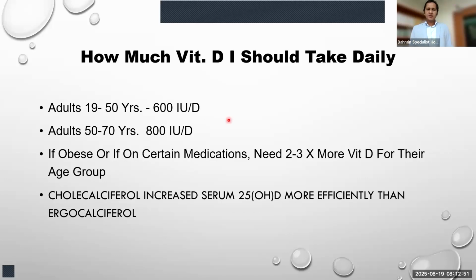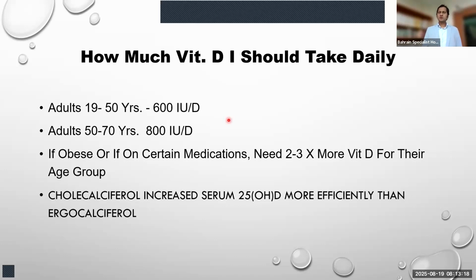The recommended daily allowance is 600 international units in adults 19 to 50 years. Above 50 years, it is 800. If a person is obese, we need to take more, and if a person has malabsorption, that also needs a higher dosage. If we talk about the forms D2 and D3, vitamin D3, which is cholecalciferol, increases vitamin D more than vitamin D2.